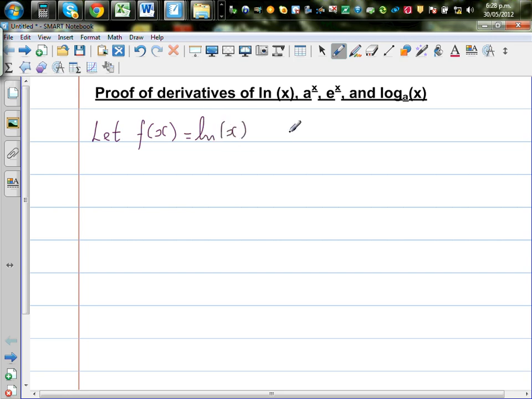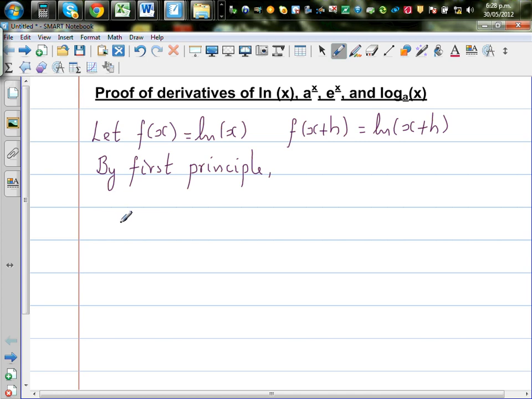Now we want to use the first principle, so we'll say if f of x is natural log of x, f of x plus h would be natural log of x plus h. So by first principle, what can we say? f dash x, this is the definition of first principle, is the limit when h approaches 0 of f of x plus h minus f of x over h.